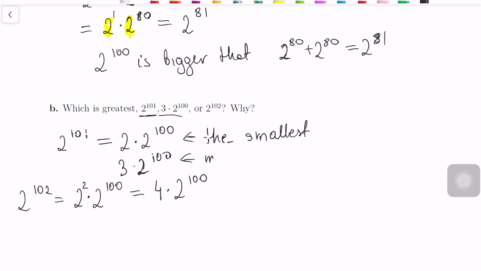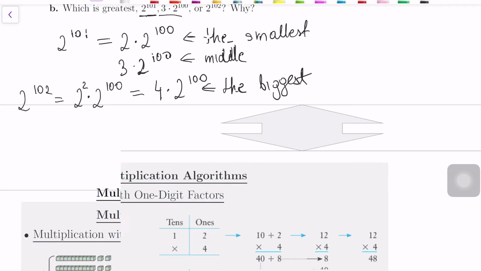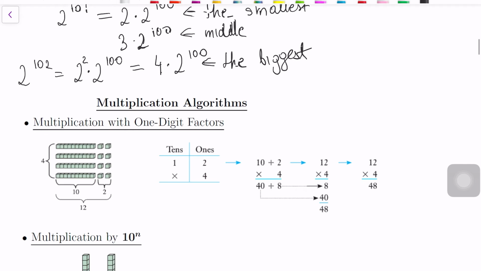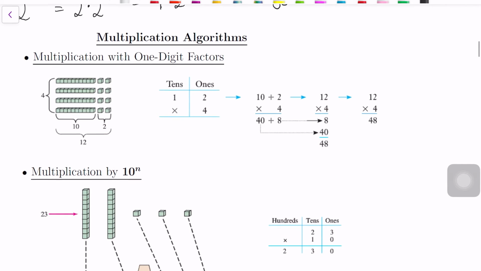That's middle. And that's the biggest. Right? Because we have 2 to the power 100 twice, 3 times, and 4 times. So 4 times must be the biggest, which was the question. Okay, let's look at multiplication algorithms.